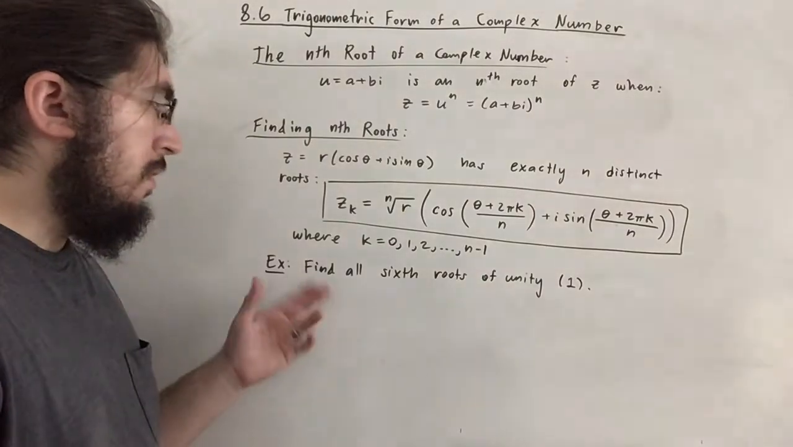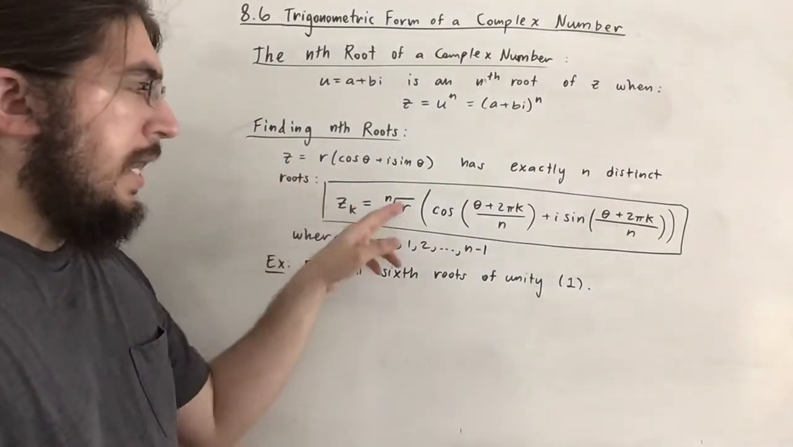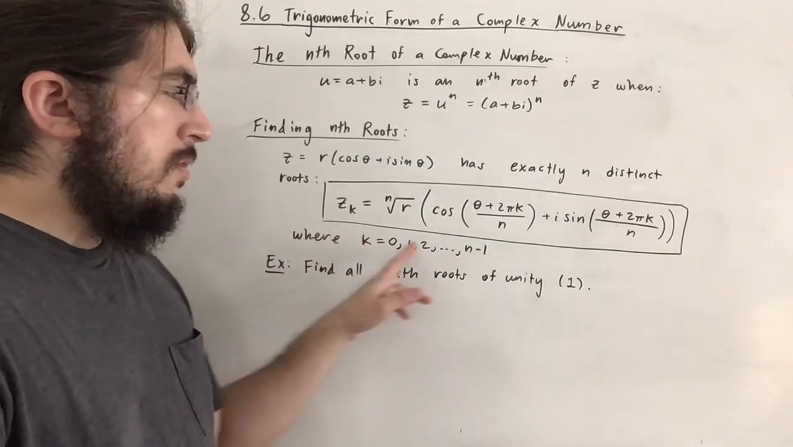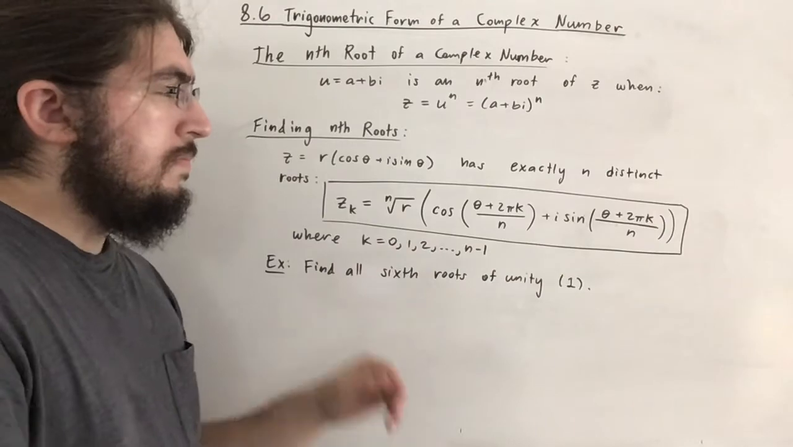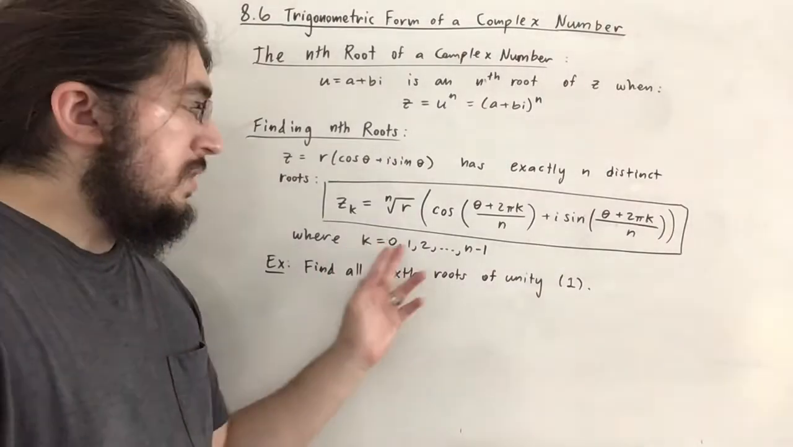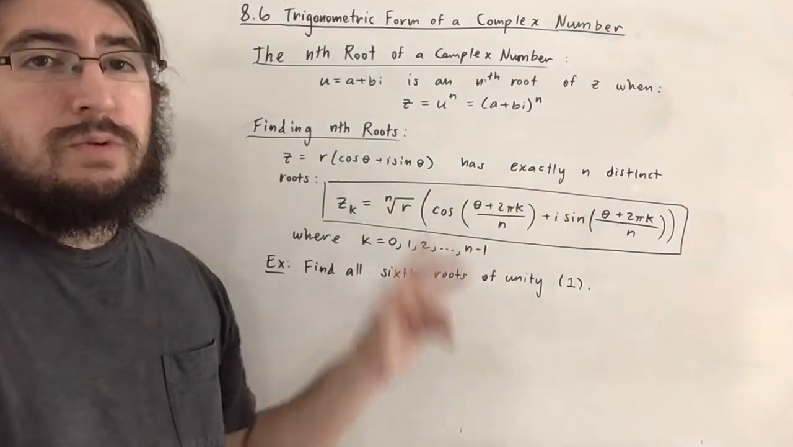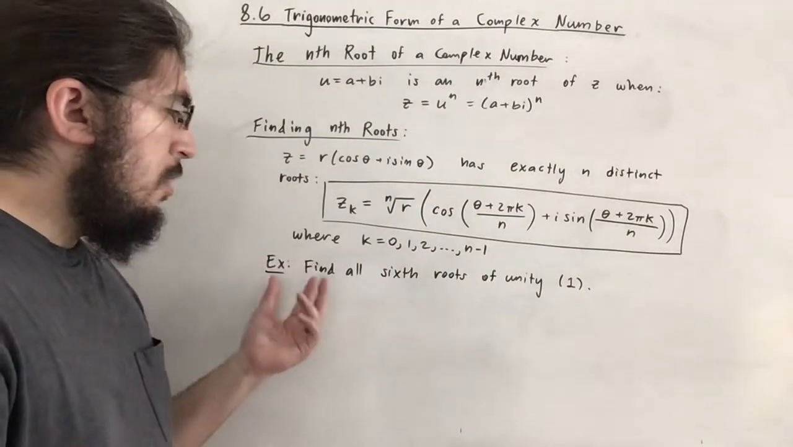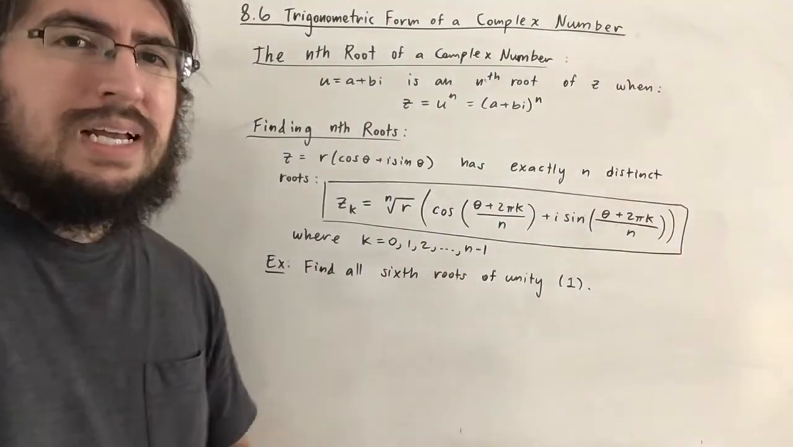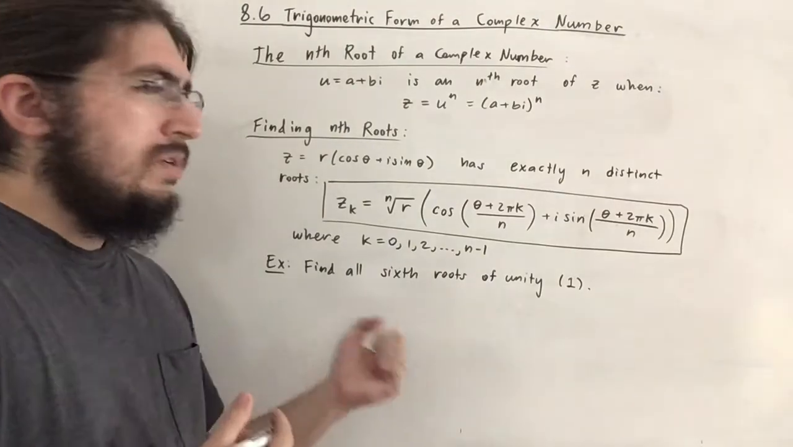So for this example, and by the way, they're called z sub k, where k goes from 0 all the way to n minus 1. So you'll plug in values from 0 to n minus 1, where n is your root. So we'll see that here. Now, we want to find the 6 roots of unity. That's just a way of saying the 6 roots of 1.